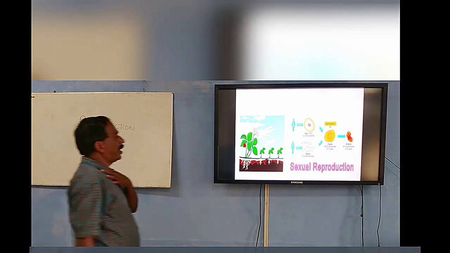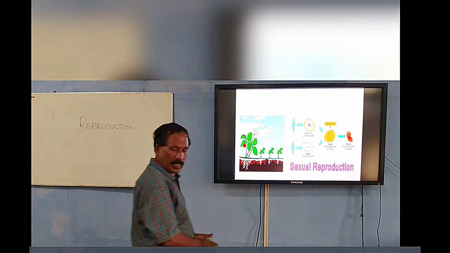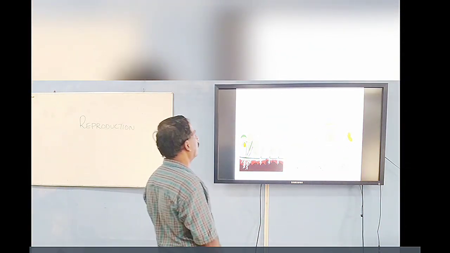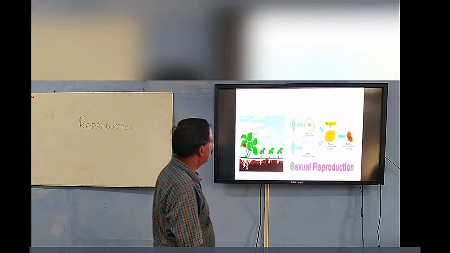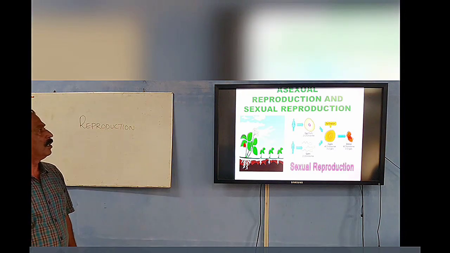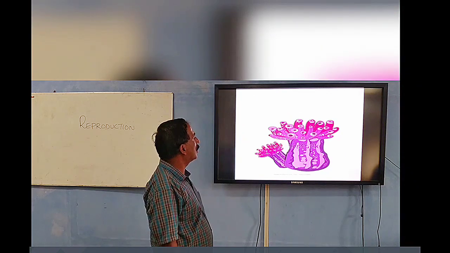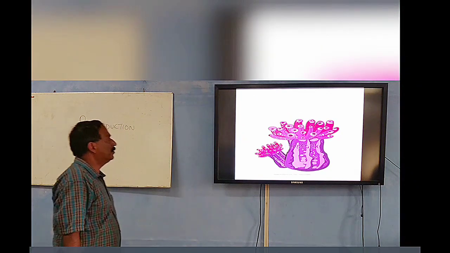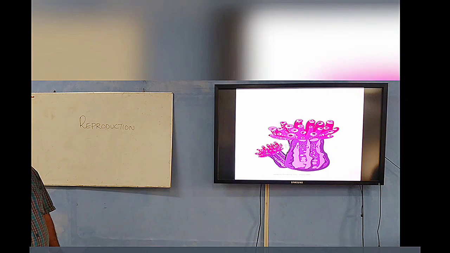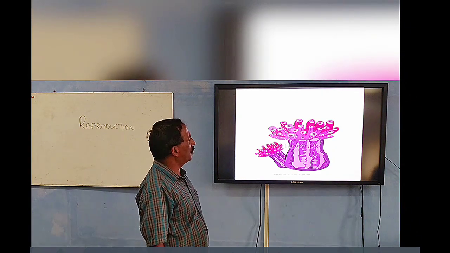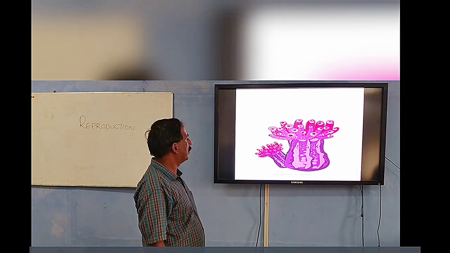So there are two types of reproduction: sexual reproduction and asexual reproduction in all living organisms. Okay, asexual reproduction. Asexual reproduction means producing young ones by a single parent.